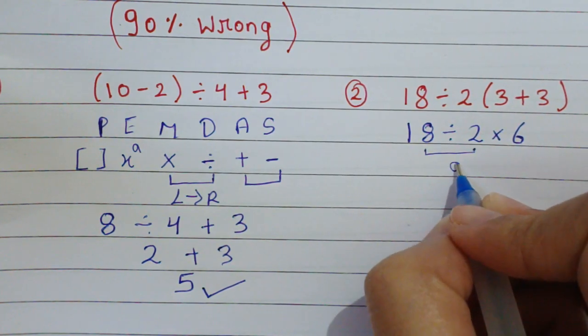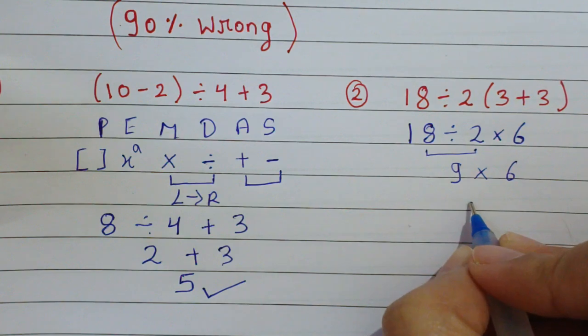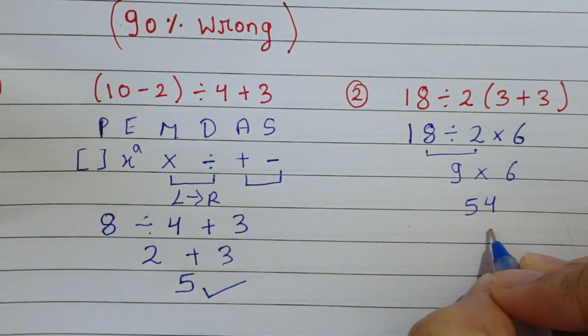2 nines are 18. So 9 into 6, which is 54. 54 is the correct value for this expression.